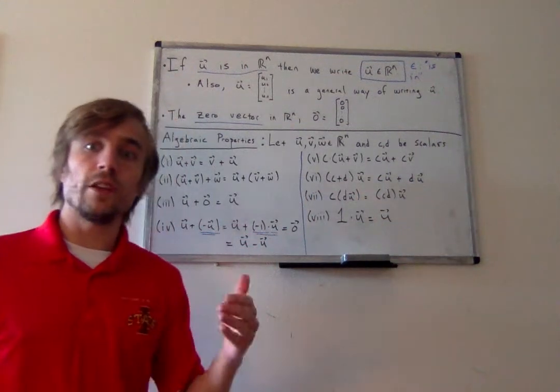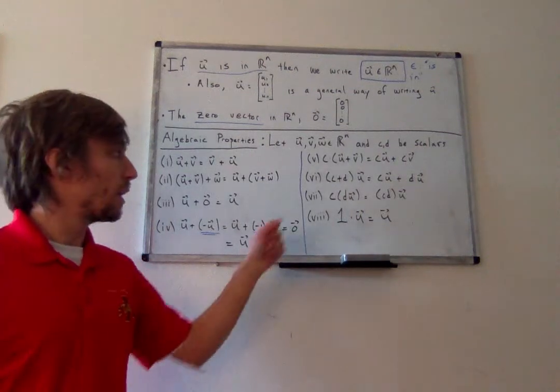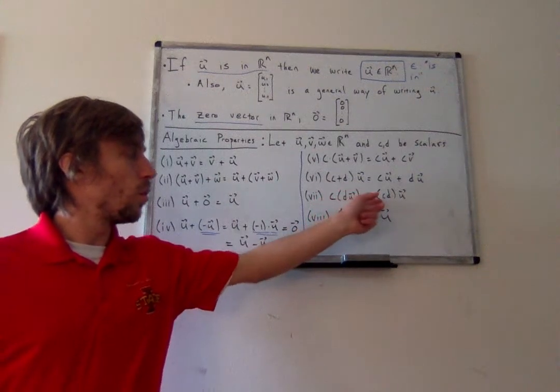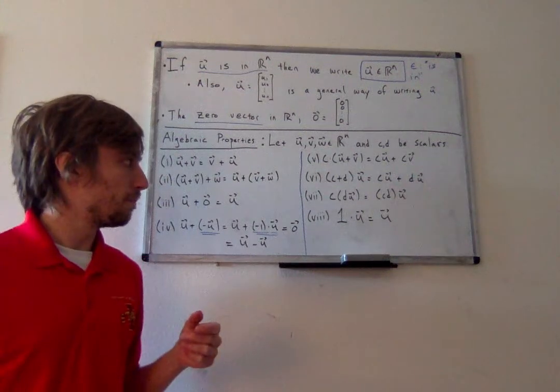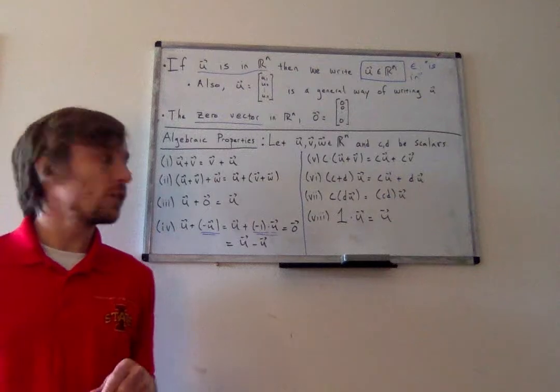If I've got two scalars times a vector, it doesn't matter which order I do that in. So here I've got c times quantity d times u, or I can just multiply the two scalars together and then multiply them by the vector. Lastly, if I multiply 1 by any vector, I just return that vector.